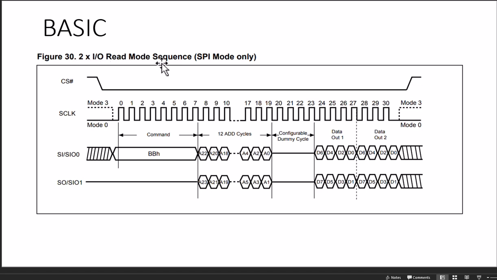In 2IO read mode, only the command is in SPI mode, and after that it goes to dual mode. We also send the address using the two pins SIO0 and SIO1. There will be some configuration or dummy cycles, and then we get the data on these two lines. So it requires only 12 clocks in spite of 24 clocks. So it is a little bit faster than the earlier one.